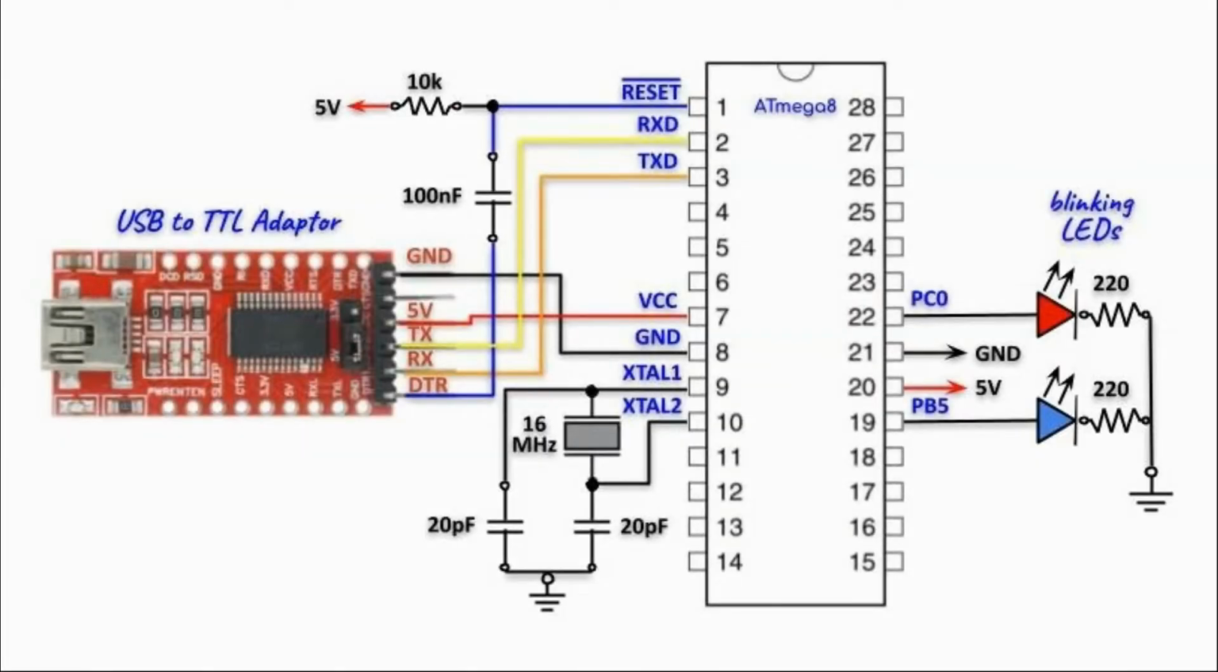The microcontroller is powered by a 16 MHz crystal clock connected to pins 9 and 10. And we have two LEDs connected to pins PB5 of port B and PC0 of port C. These LEDs will be used in the next demonstrations.